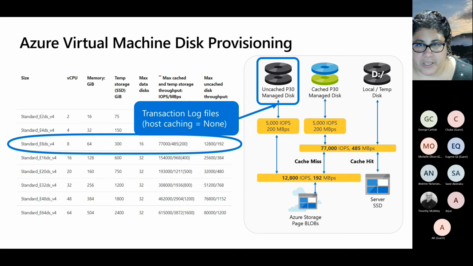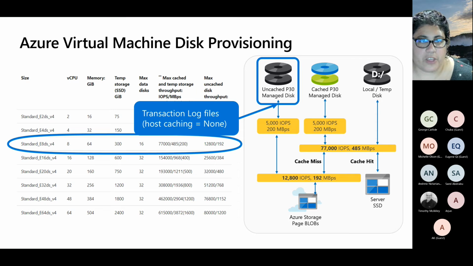So where do you put your database files? We recommend that you put your transaction log files on a managed disk with host caching equals none. In other words, don't turn on caching. So we recommend read caching only, because for SQL Server, writes have to be flushed to the disk in order to guarantee durability. So SQL Server cannot use write caching.